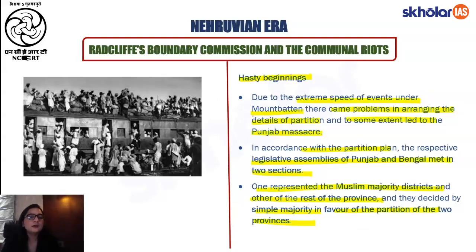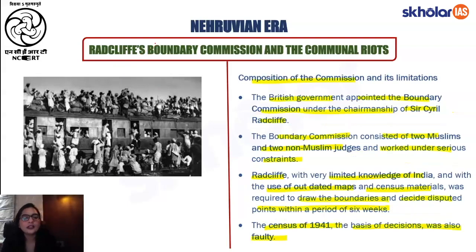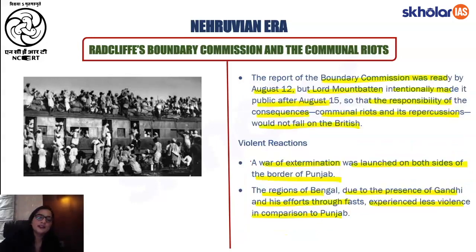Under that, the first important provision was pertaining to creating a boundary between both the dominions, and this particular commission was known as the Radcliffe Boundary Commission because it was headed by a British person, that is Sir Cyril Radcliffe. Then students, we had also understood the limitations that were a part of this boundary commission, wherein Radcliffe was not very familiar with India, and at the same time he was using outdated documents, because of which the particular boundary that was created was not something with which both the dominions were happy.